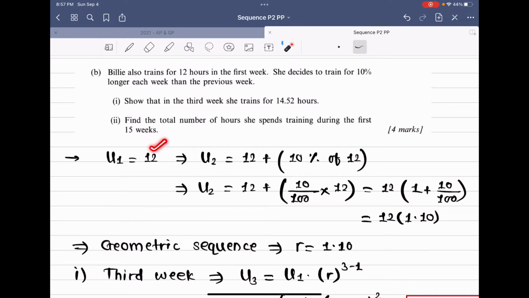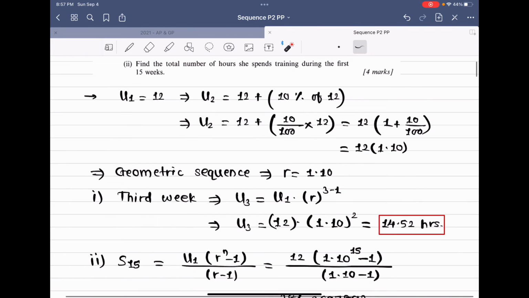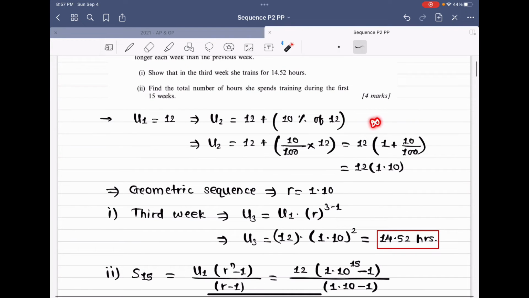My first amount 12, my second week amount 12 times 1.10. It's a geometric sequence. R is 1.10. You don't need to show this part. You just write down 10%, so you just write down R is 1.10. Don't write 0.10. They want the third week. Third week means U3. We know the formula for a geometric sequence is U1 times R raised to n minus 1. U1 is 12. R is 1.10. N is 3, 3 minus 1 is 2.